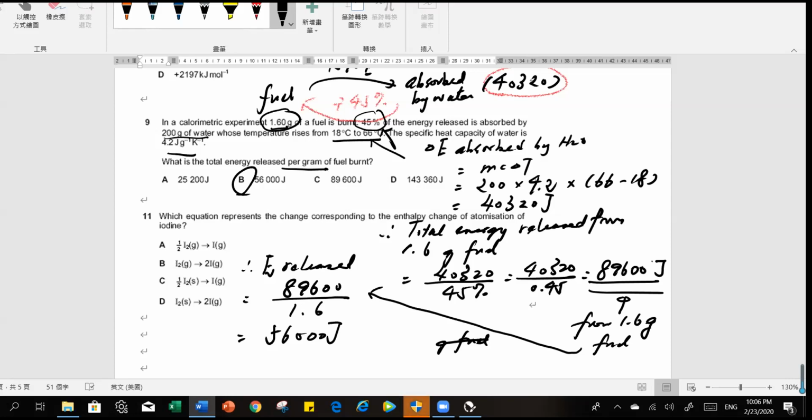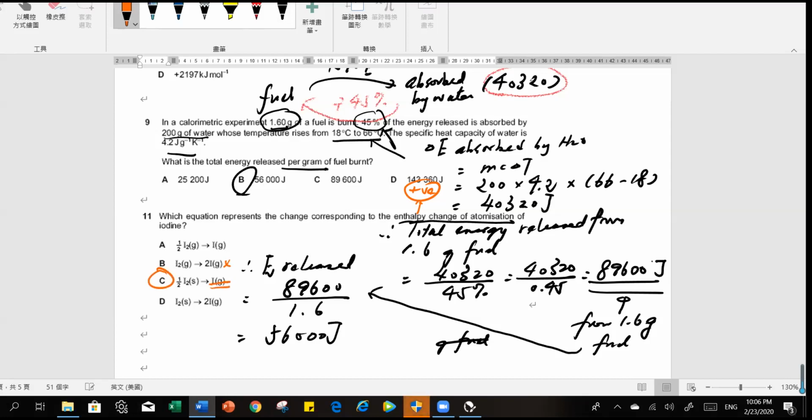Oh, question 11, which equation represents the change corresponding? Wow, very easy. Enthalpy change of atomization is defined as the enthalpy change, always positive, right? Because you need to break down the bond. The energy required when 1 mole of gaseous atom is formed from its element, right? So let's take a look. This is 1. The answer is this one.